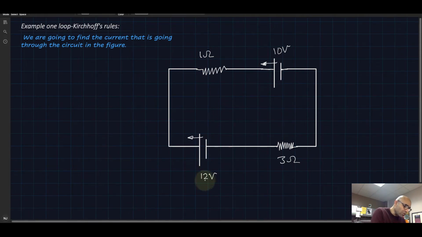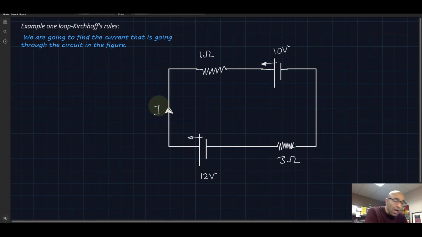I would believe that the 12-volt battery would win, so I am going to assume that the direction of the current in this circuit is going to be this way, and I'm going to call this current I. Since we have one loop, we will only be concerned with one current, I.